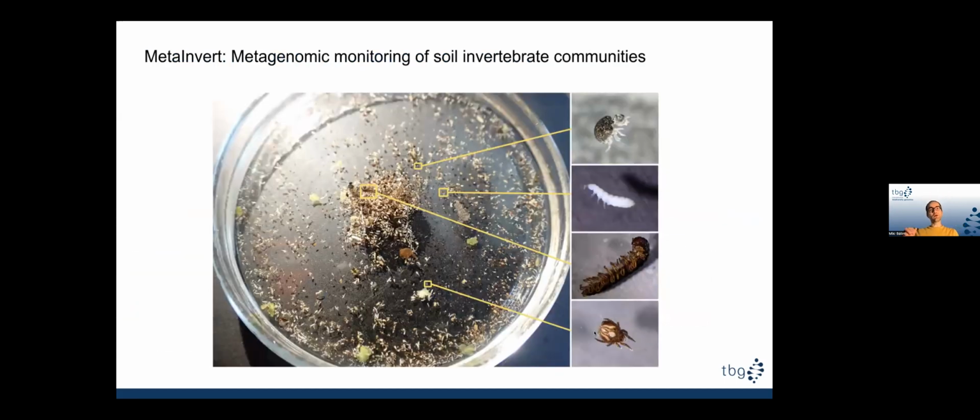Right, so MetaInvert was conceived as a metagenomic monitoring approach. Metagenomics, just as metabarcoding, needs databases. But while metabarcoding needs barcode databases, metagenomics needs genomes. So we set up this project to actually genome sequence many soil invertebrate species and use these genomes for supporting metagenomic identification.